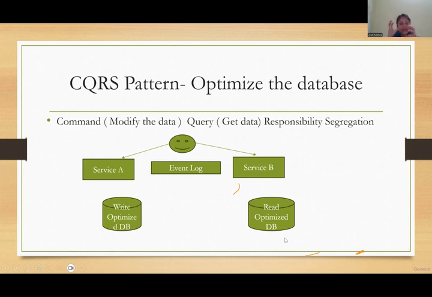So from where will you get that? The event log again. So service B would have subscribed to this. It would replay whatever is written in the event log and then update the read DB. Similarly, the write side would do it. It would have subscribed. If there is any change, it would replay the event and do the update. Okay.